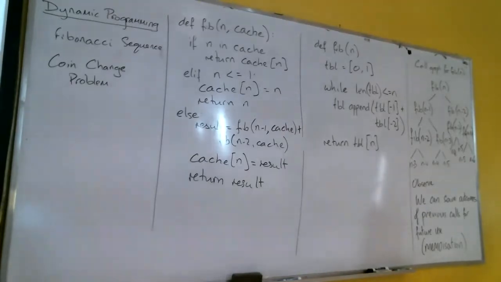Basically, memoize, tabulate, and determine what order you need to compute the values. Make sure that when you get to the point where you need a value, everything it depends on is already pre-computed. That's the key. Any questions?